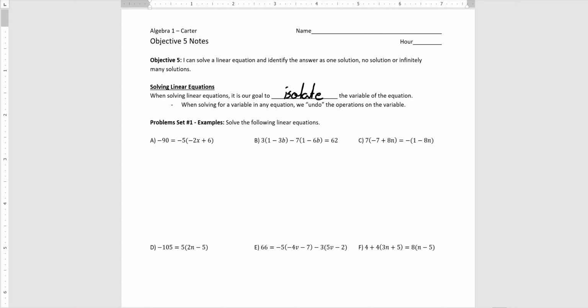Now when solving for a variable in any equation, we need to undo the operations on the variable. So this is kind of a different approach, because we'll actually do the order of operations backwards, which is pretty cool, right? Normally when we're simplifying, we have this order of operations. Now we're going to undo all of those so that we can get x all by itself. So let's just dive into it and look at some examples here.